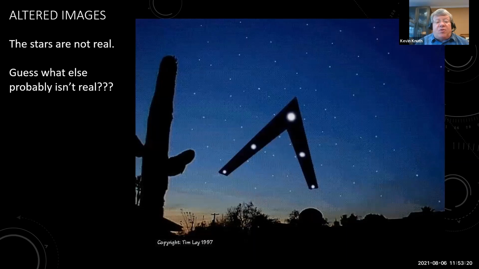Also, some images are altered. Here's a purported image of a UAP, triangular shaped or boomerang shaped UAP. As an astronomer, I recognized immediately that the stars are not real. And you can then hypothesize as to what else might not be real in this image. So we don't need to go into details.